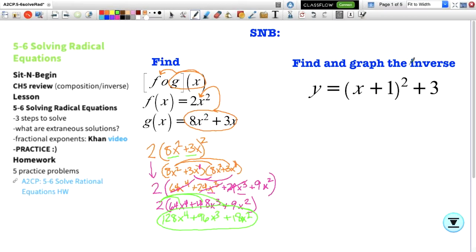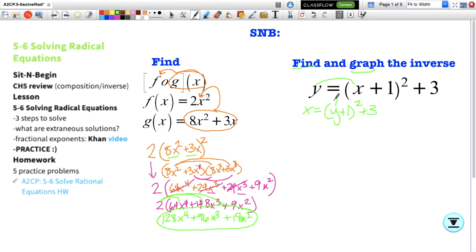Another thing we covered is finding inverses and graphing them. So I'm going to start by finding this inverse by flipping my y and my x locations. So instead of y equals, I'm going to have x equals, in parentheses, y plus 1 squared plus 3.